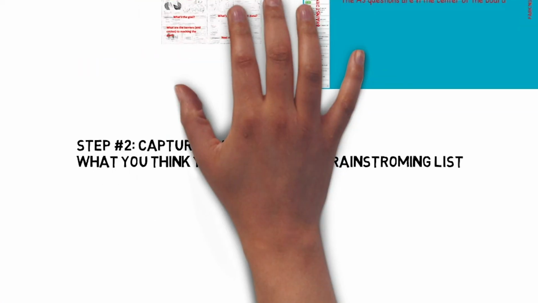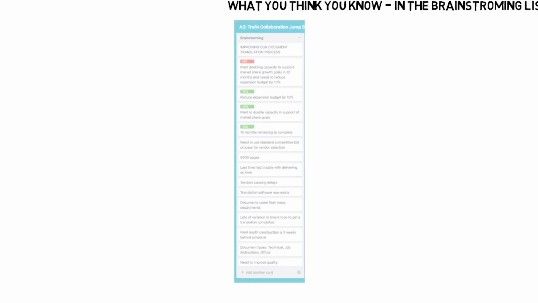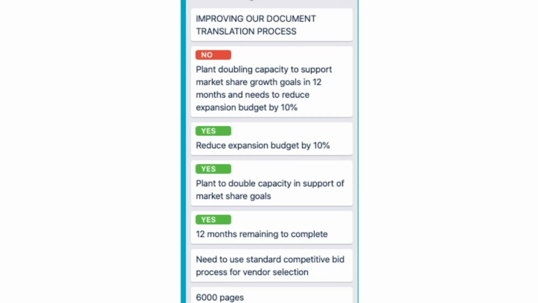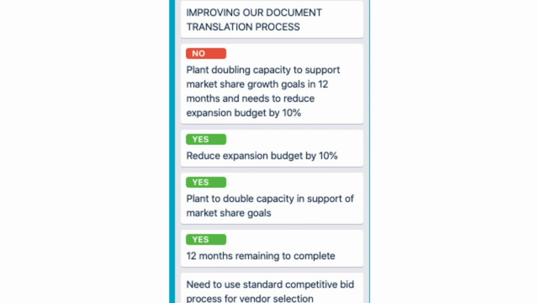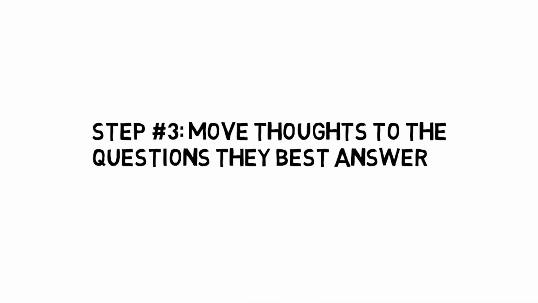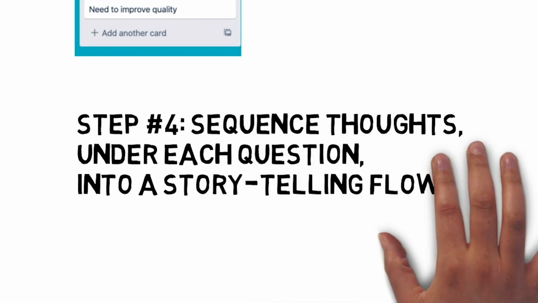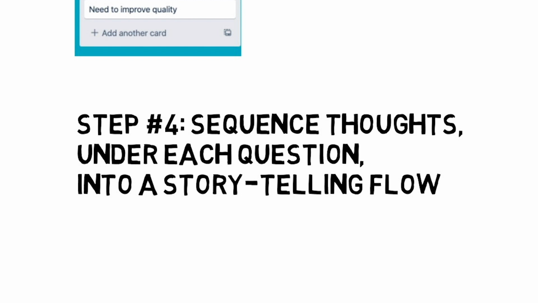Step 2. Capture your thoughts, what you think you know, in the brainstorming section. Just let your thoughts flow. But notice, only 1 thought per card or post-it. This will allow sorting later. Step 3. Move the thoughts from brainstorming to the questions they'd best answer. Don't worry if a solution or something out of scope slipped in. Just sort.